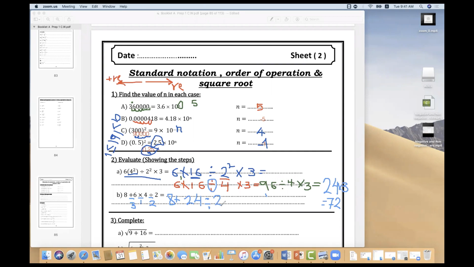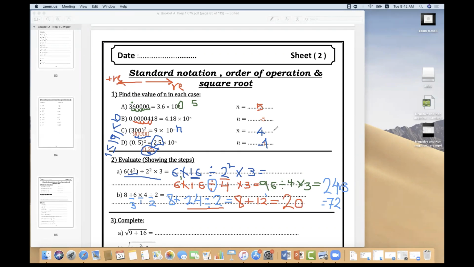Then we do 24 divided by 2. Excellent, equal 12. So I will keep the 8 plus here and change this part into 12. 8 plus 12 equal 20. Excellent, Ainur. Okay, next.